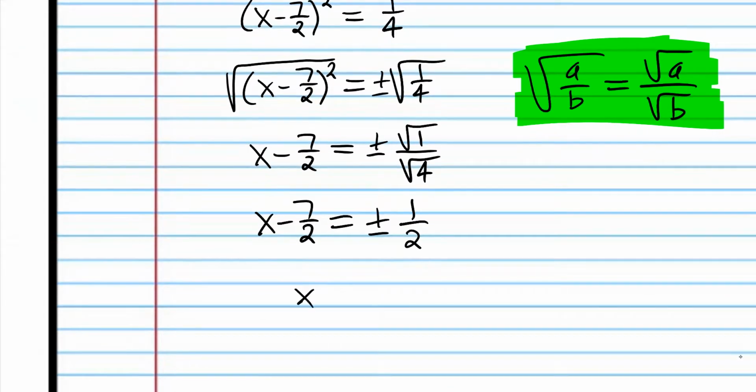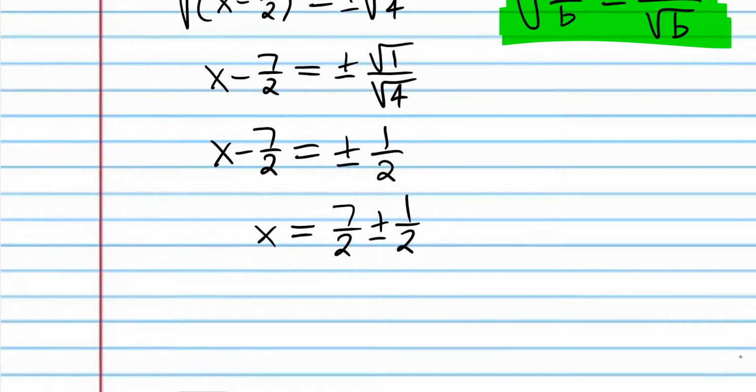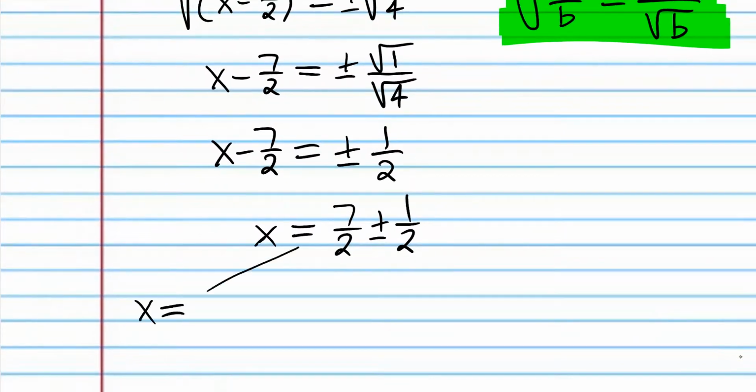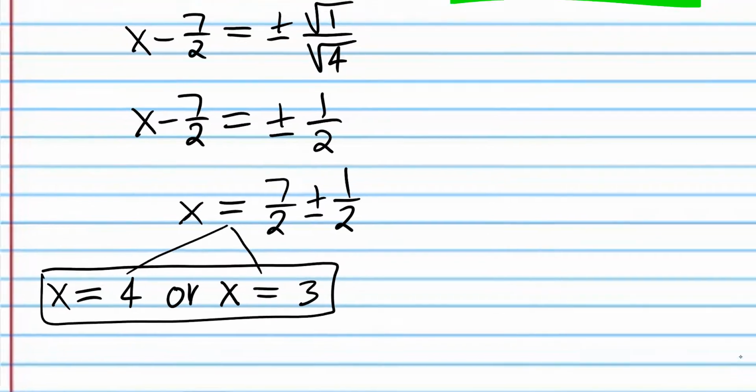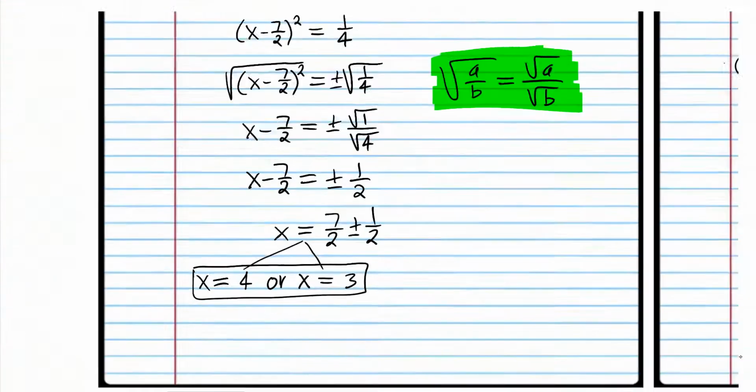All right, so now we're going to add 7/2 to both sides. And again, you can put the 7/2 on the right or the left of the 1/2. It doesn't really matter. And so now x can be 7/2 plus 1/2, which is 8/2, which reduces to 4. And x can be 7/2 minus 1/2, which is 6/2, which is 3. And there you go.